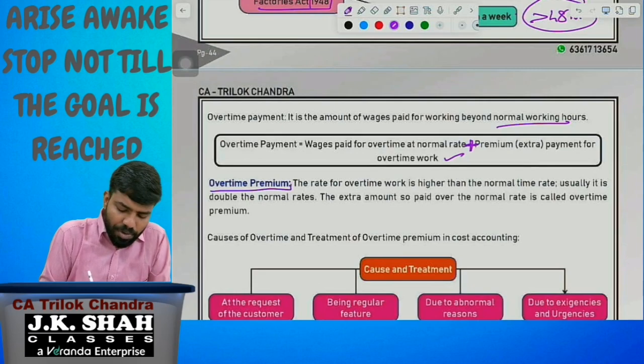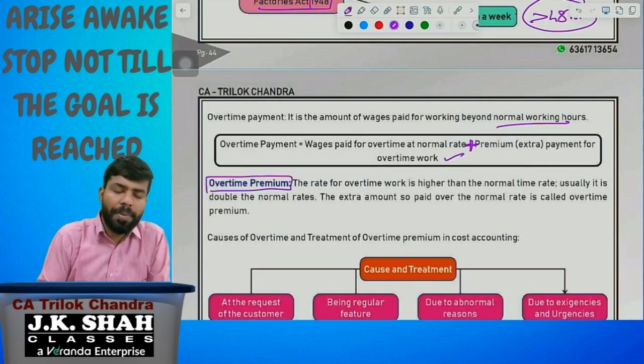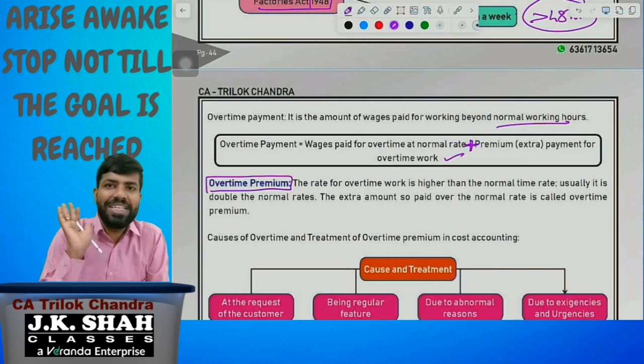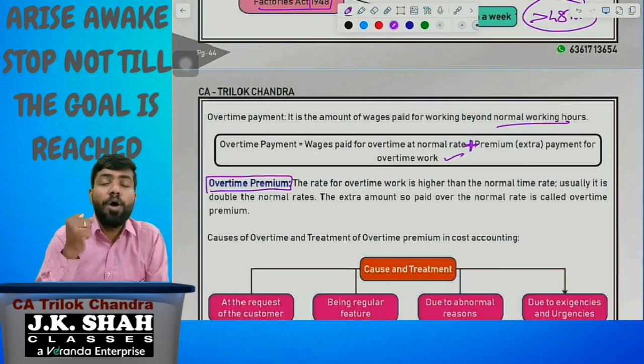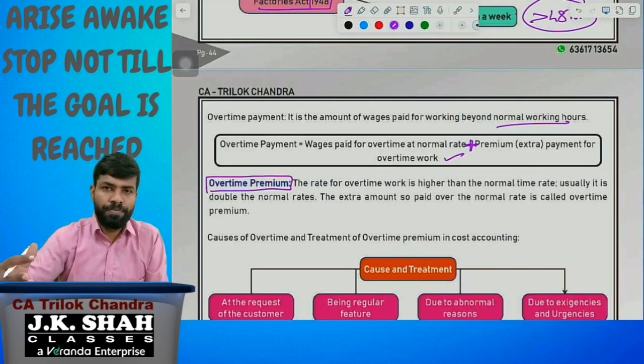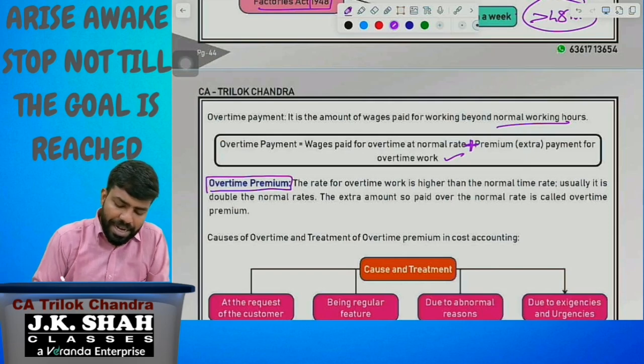Here the discussion is about overtime premium. There is no discussion for the normal hourly rate; it will be accounted as wages. Now the discussion is how to account the overtime premium. Under what head do we need to account it? It depends upon the reason why there is overtime. The rate for overtime work is higher than the normal hourly rate.